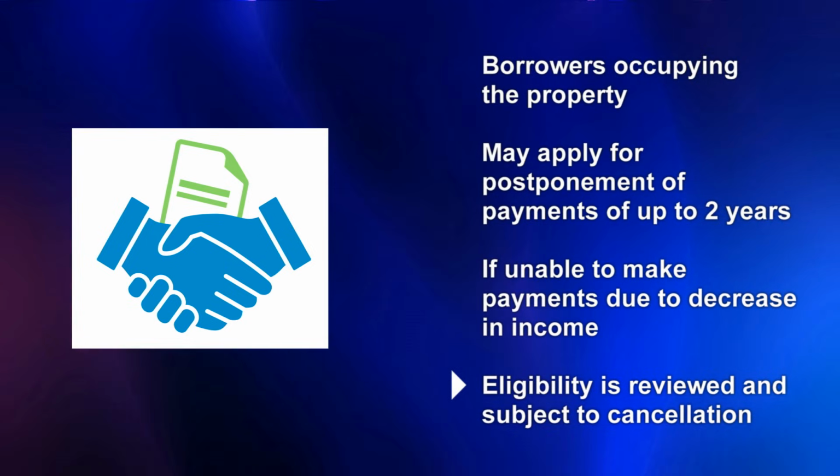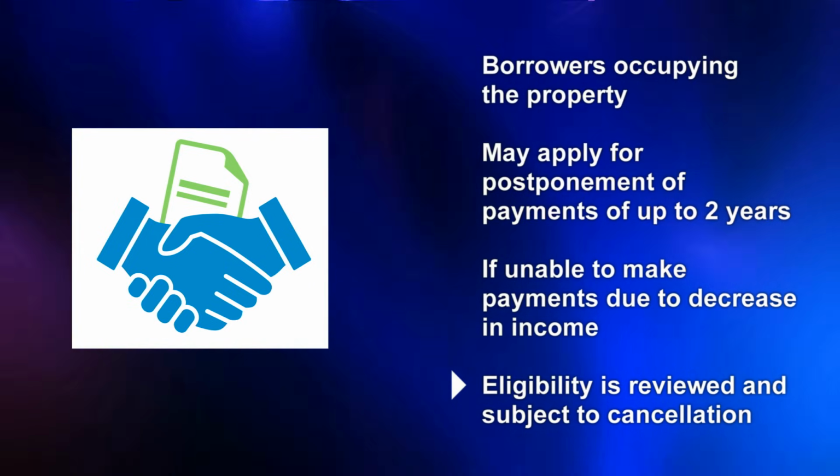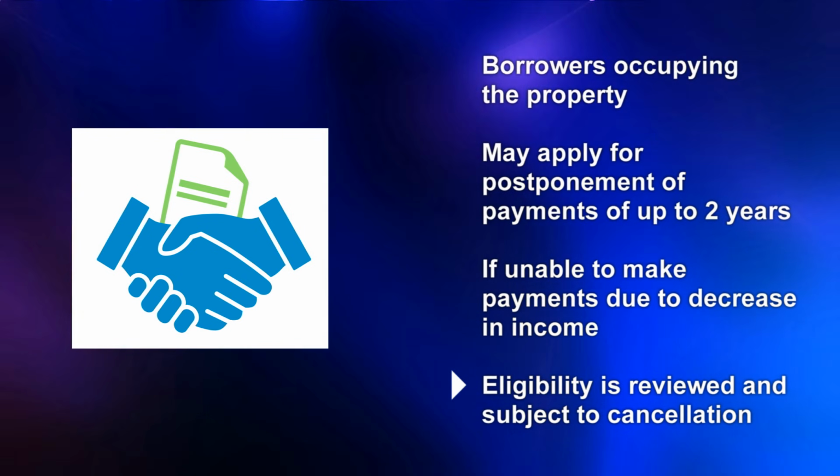If approved, eligibility for a moratorium agreement is reviewed periodically and is subject to cancellation. When the borrower is able to resume scheduled payments or when the moratorium agreement expires, the loan will be re-amortized to include the amount deferred during the moratorium.